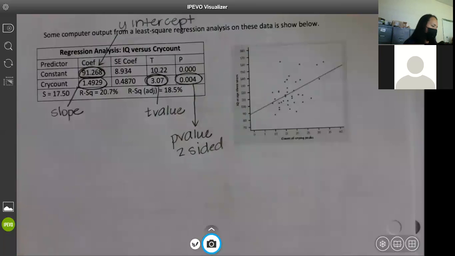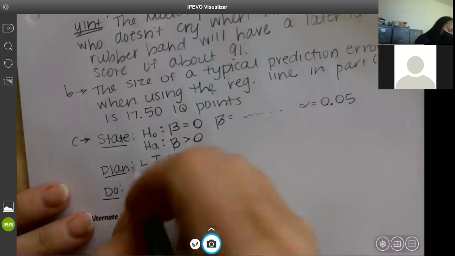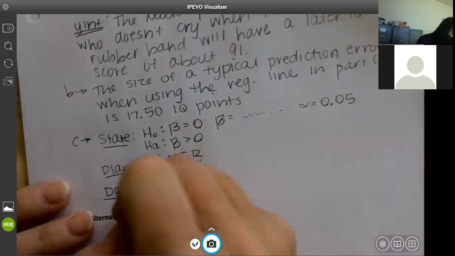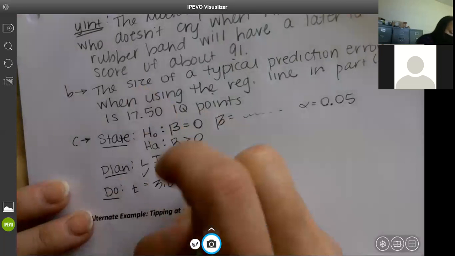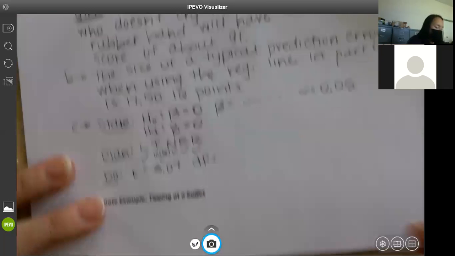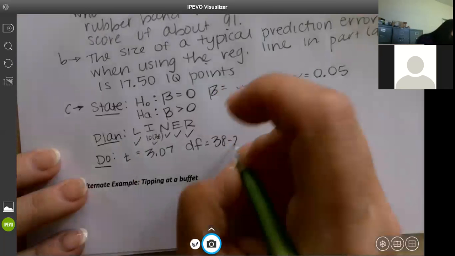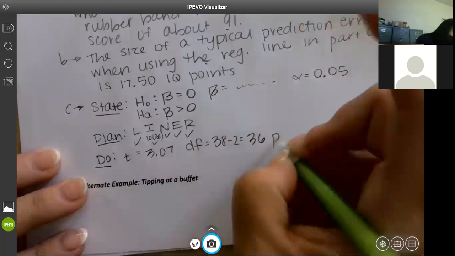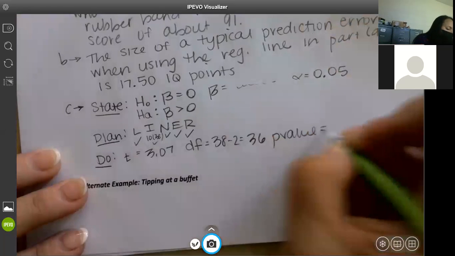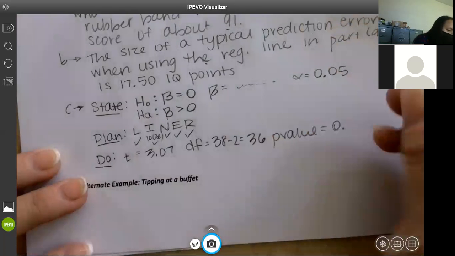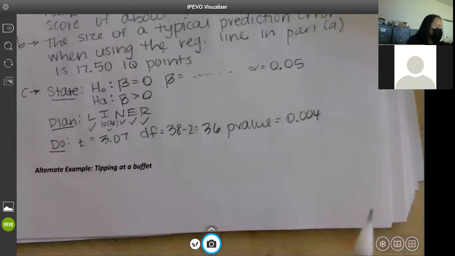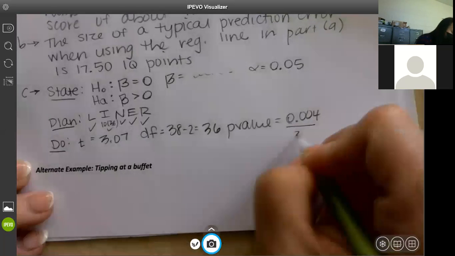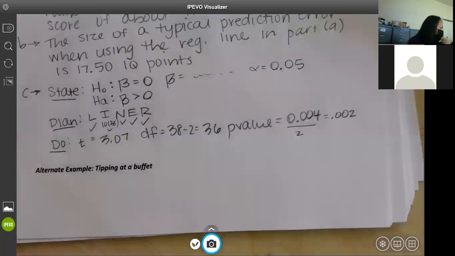And then, how many babies did we have? 38. Okay. So your T was 3.07. Your number of babies was what again? 38. So what are your degrees of freedom? And then your p-value, it said was 0.004, but it's two-sided and I need one-sided. So how do I do that? Divide by 2, which equals 0.002.